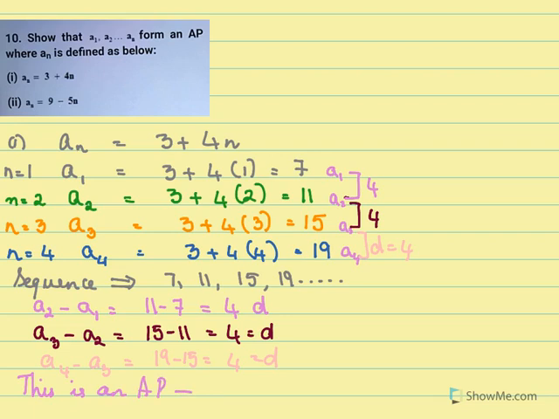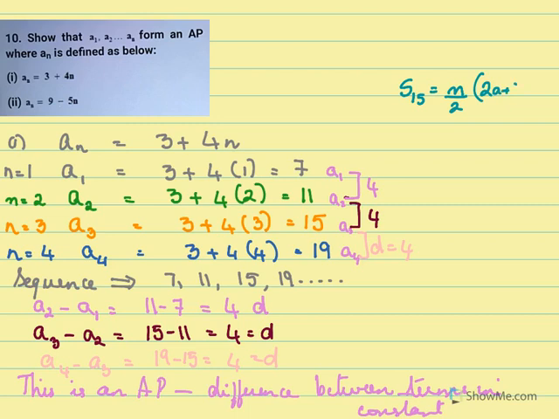Why? Because the difference between the terms is constant. And one part of the sum, they have also said, find the sum of the first 15 terms of this AP. Means we have to find S15. This you will do on your own. You use the formula n by 2, 2a plus n minus 1 d. All the information is given to you.